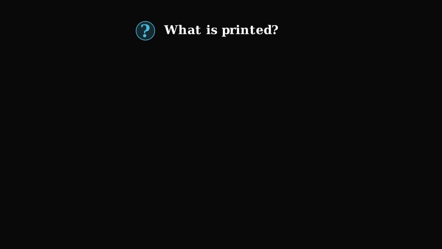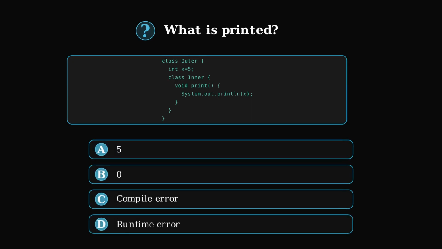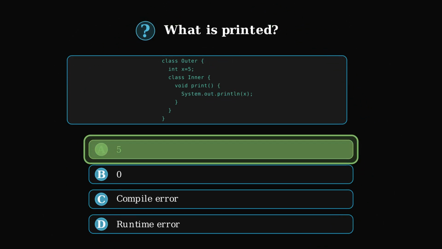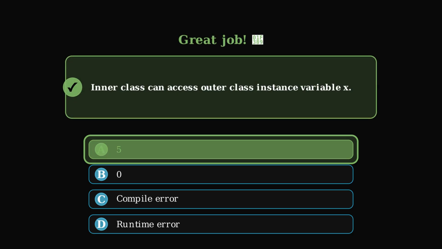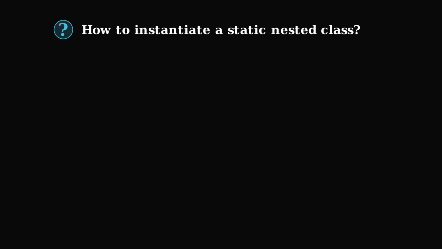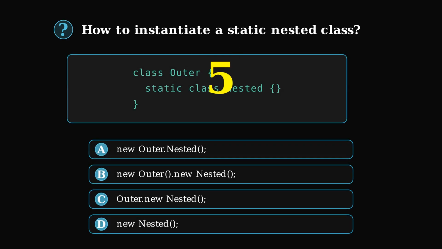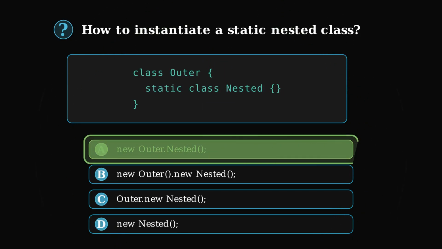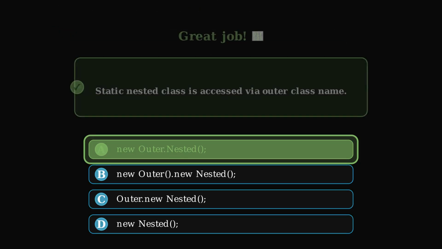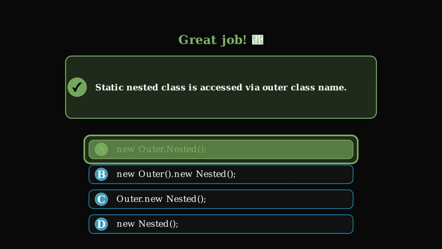What is printed? Which one is correct? The correct answer is: inner class can access outer class instance variable x. How to instantiate a static nested class? Which one is correct? The correct answer is: static nested class is accessed via outer class name.